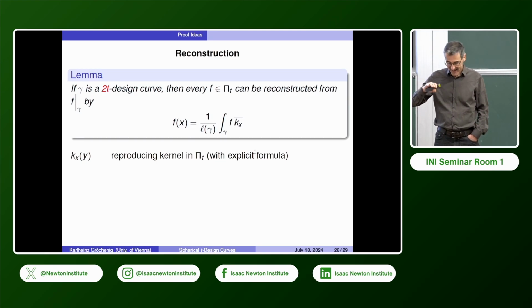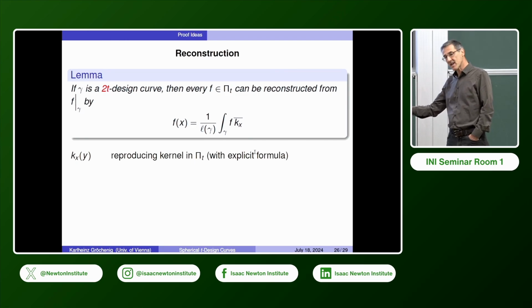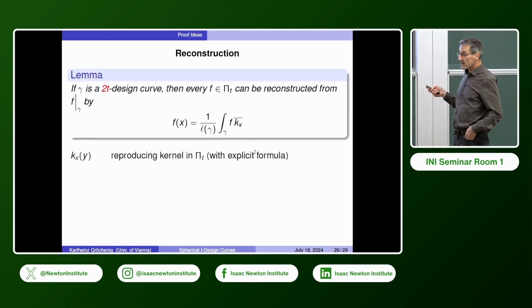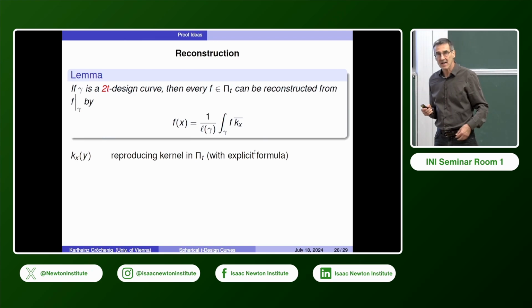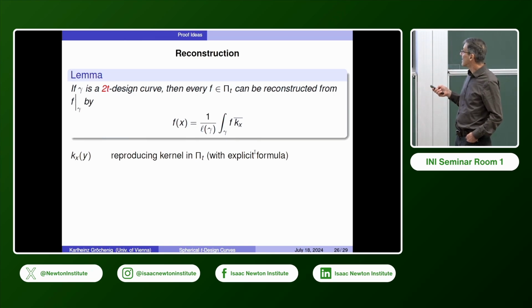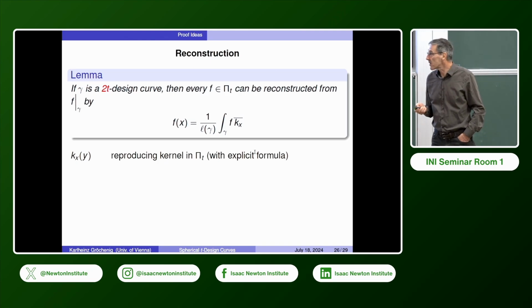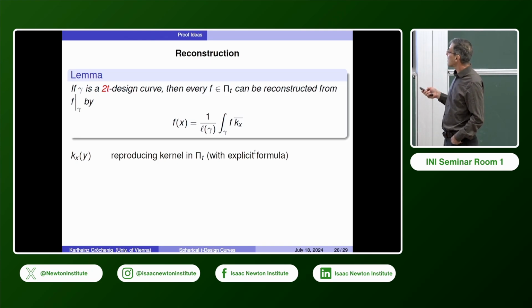So far I've been concerned with quadrature rules, but from quadrature you can go to reconstruction and you can go back. So just to show you how you could reconstruct a polynomial from its values on a 2-design curve. Suppose gamma is a 2-design curve, then here's an explicit reconstruction formula for a polynomial of degree t from its values on a 2-design curve. So basically take the inner product with the reproducing kernel.